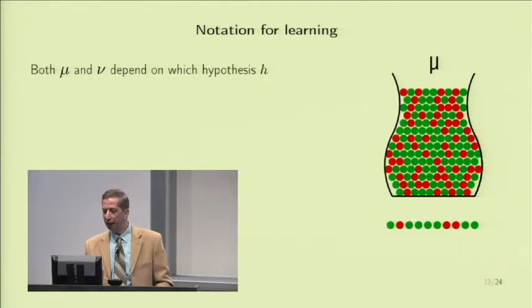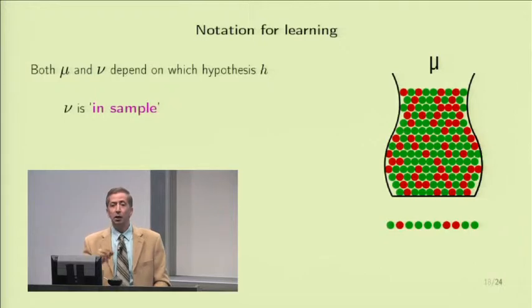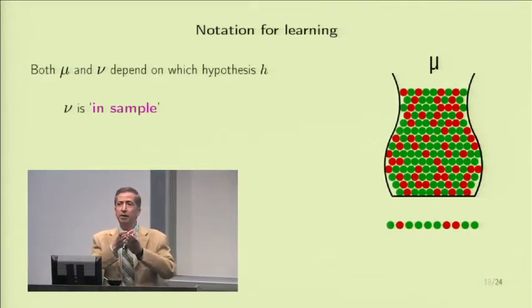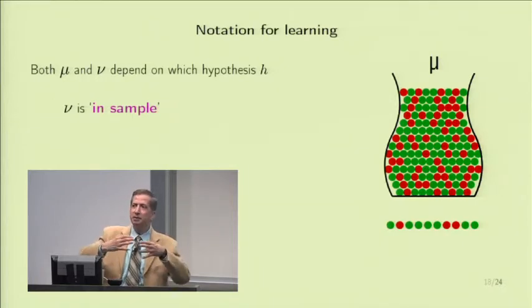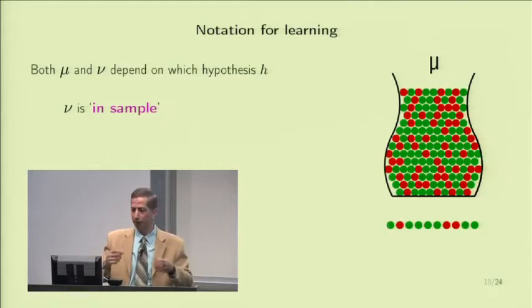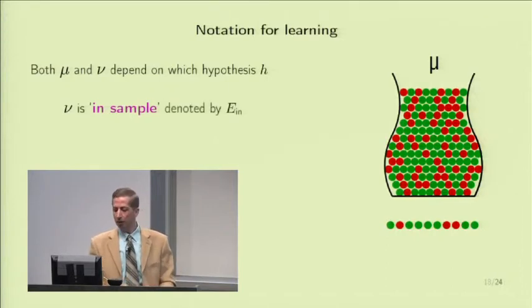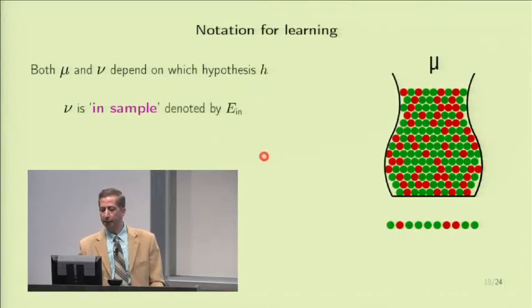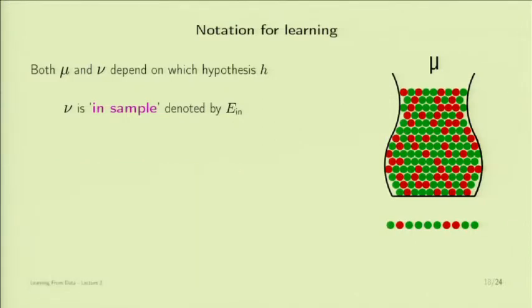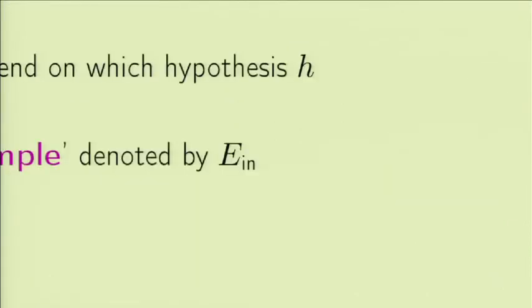So the first thing, I'm going to call mu and nu with a descriptive name. So nu, which is the frequency in the sample you have, is in sample. That is the standard definition for what happens in the data that I give you. If you perform well in sample, it means that your error in the sample that I give you is small. Okay? And because it is called in sample, we are going to denote it by E in. Okay? I think this is worth blowing up because it's an important one. Okay? So this is our standard notation for the error that you have in sample.